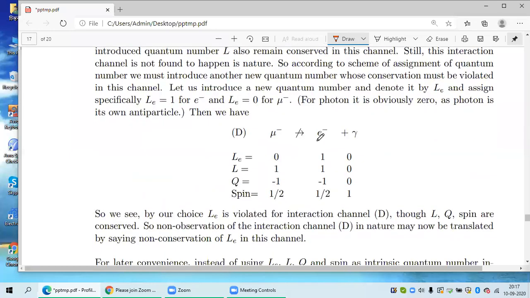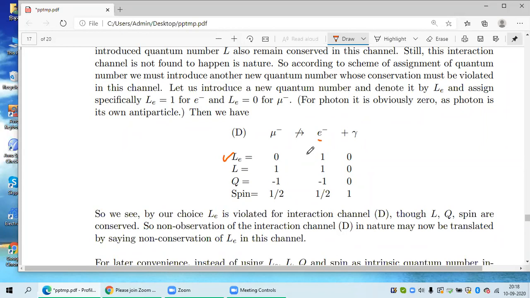Okay, so let's introduce a new quantum number, LE. This is the first new quantum number, so it should start with the first assignment. This is called LE equal to 1 for e minus. Now you approach most conservatively. Try to assign 0 to as many of the other quantum numbers as possible, unless you are forced to. Clear? This is the approach.